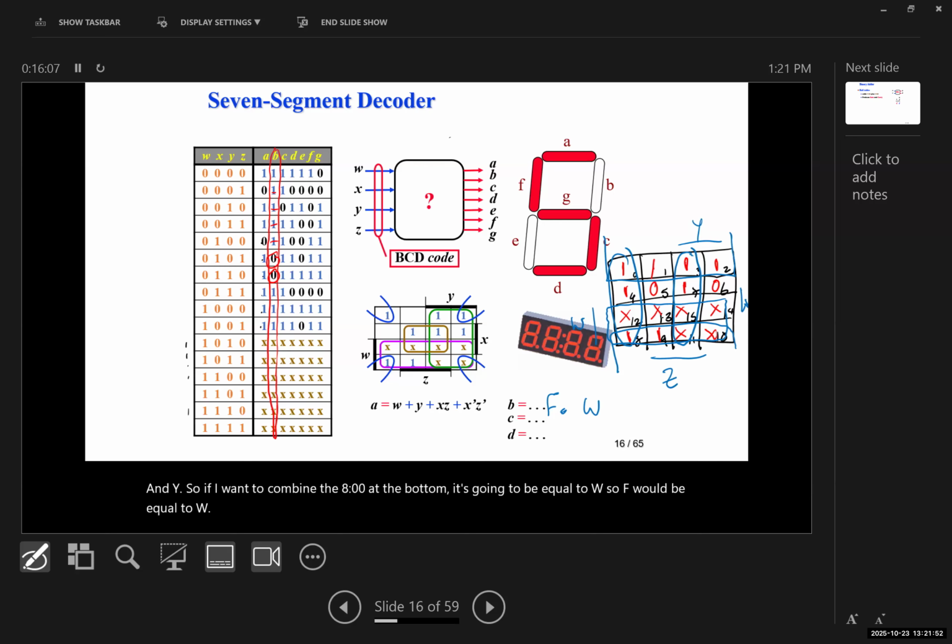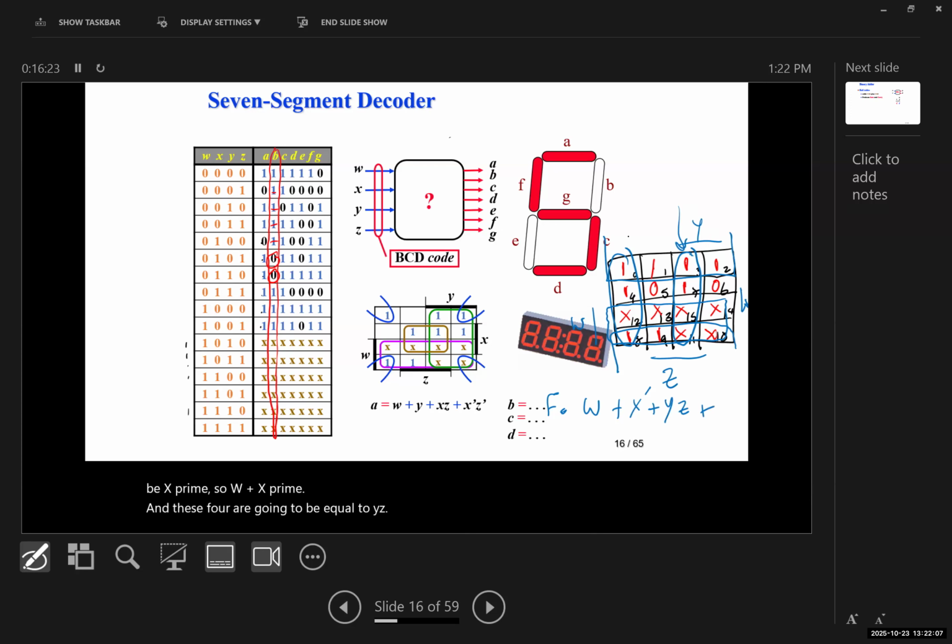And if I want to combine the 4 in the bottom with the 4 in the top, it's going to be X prime. So W plus X prime. And these 4 are going to be equal to YZ. And these 4 are going to be equal to Y prime Z prime. So it's going to be W plus X prime plus YZ plus Y prime Z prime. Now I want you to do it for C, D, E, F, and G at home.